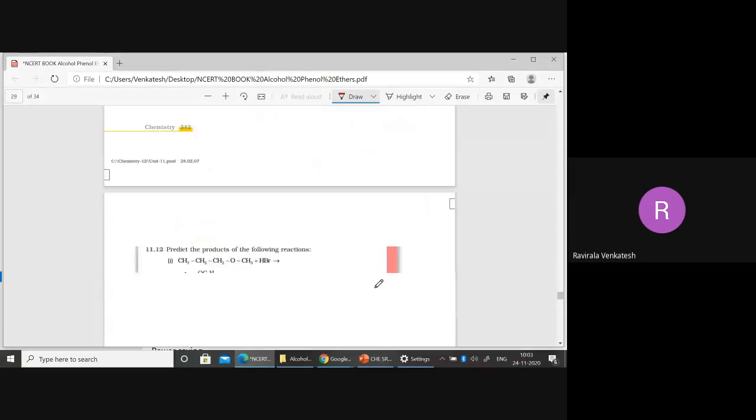Now, if you see this one, the 11.12 problem, instead of HI, they take HBr, no problem. Now where do you have to cleave this one? Already we have completed this. You have to cleave here. You will get iodine here, you will get hydrogen. Now for this one, what will be the answer? Tell me better. What answer are you going to get in this case?